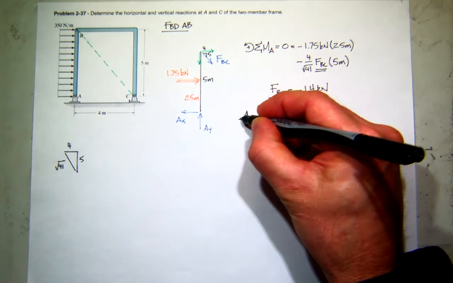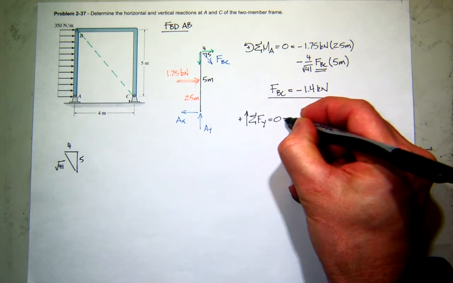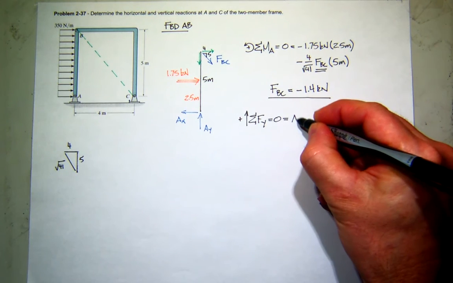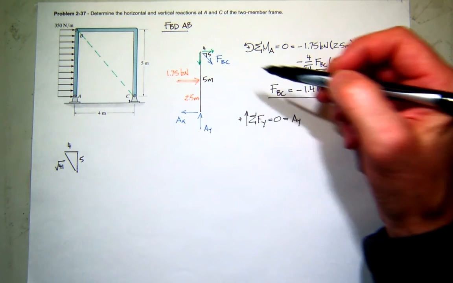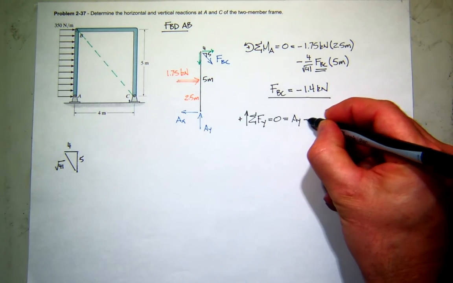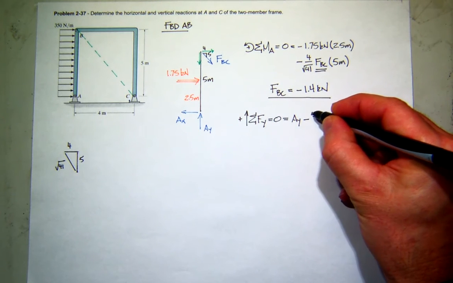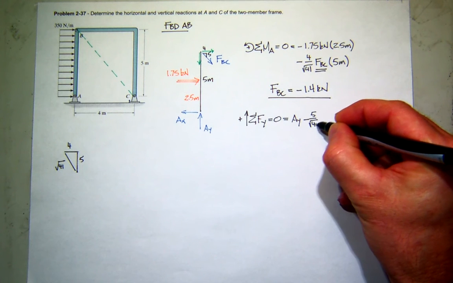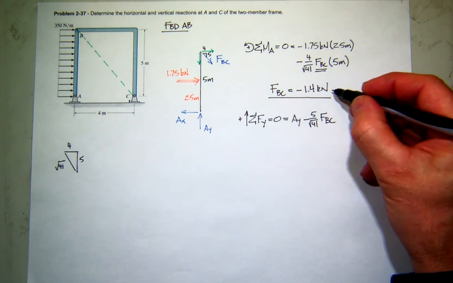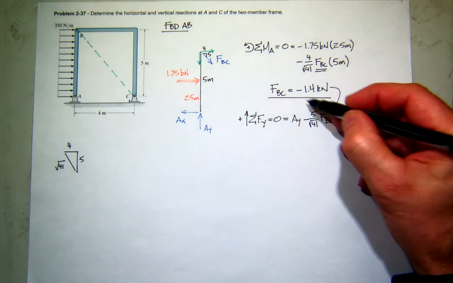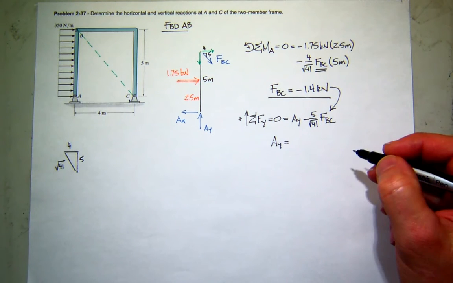So I'm going to sum forces in the y direction, assume up is positive. So I've got AY acting up, no applied force, and my y component of BC is down. So I'll say minus, and the y component is vertical, so that's 5 over the square root of 41 of BC. So just plug in your value for BC here. Negative, negative cancels. It looks like AY is also going to be negative.